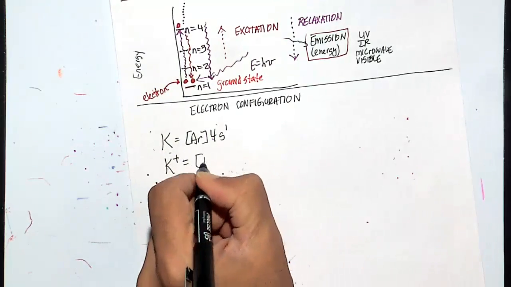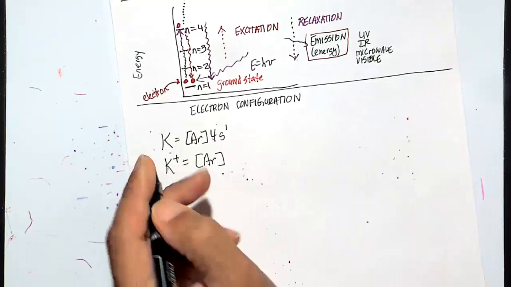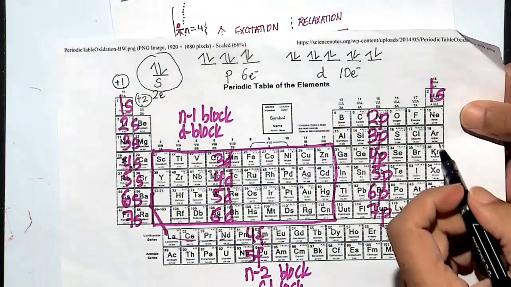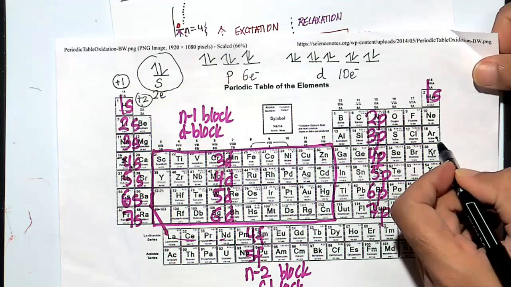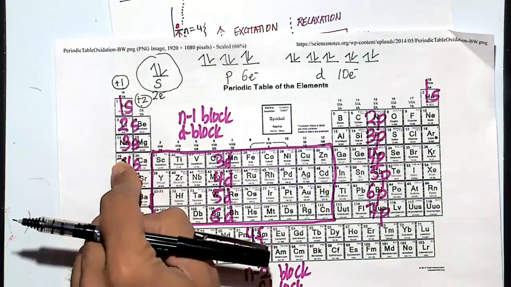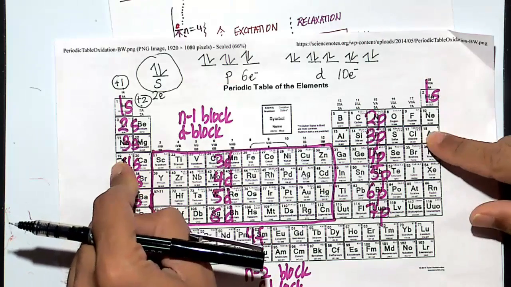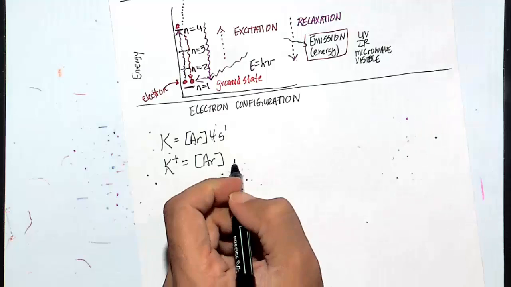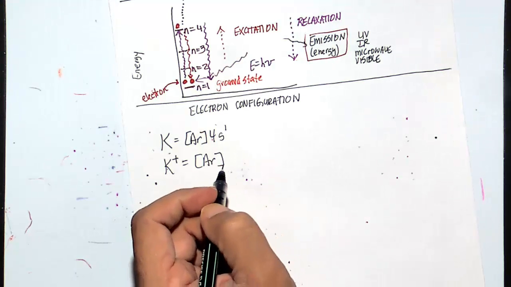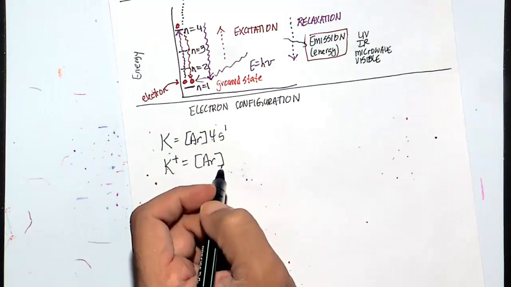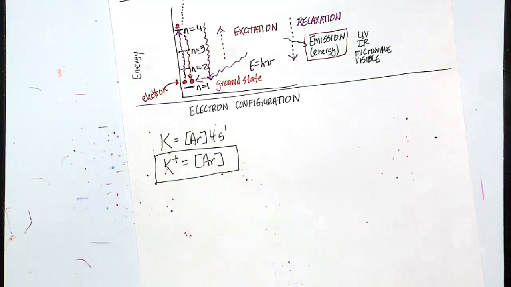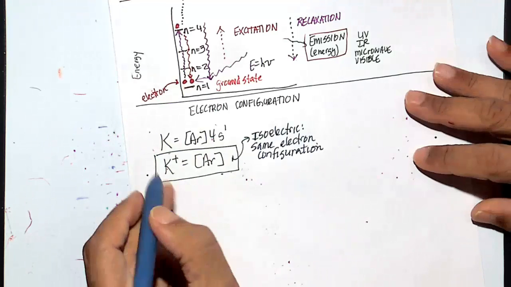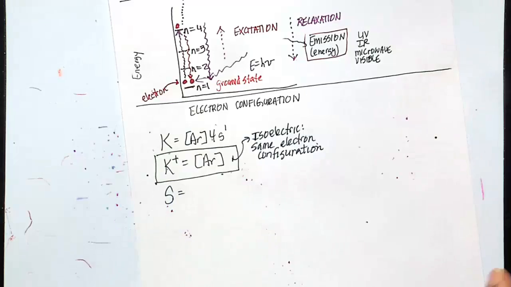That would be a completely filled n equals 3 shell. When potassium gives up that electron, it will have 18. It will have the same electron configuration as argon. By the way, we call this isoelectronic. Isoelectronic means it has the same electron configuration. Take something like sulfur, S.